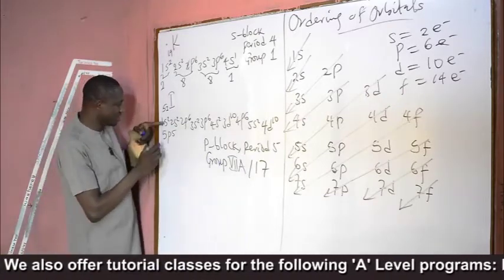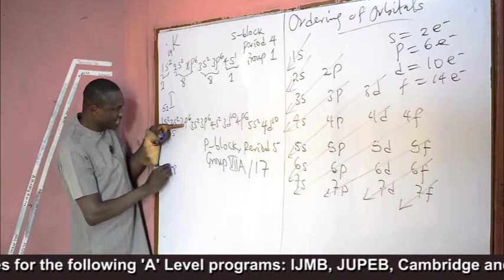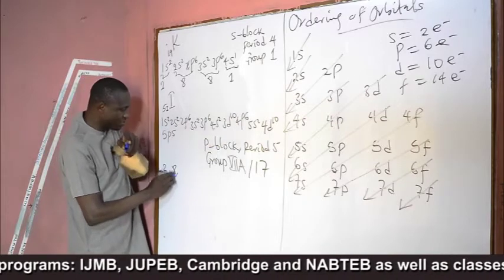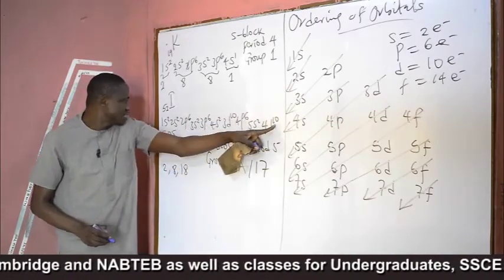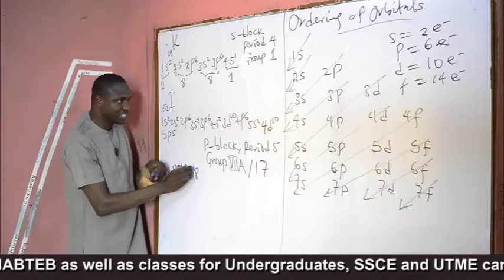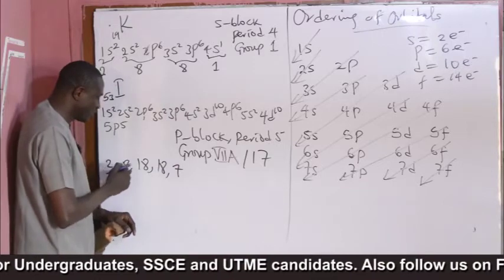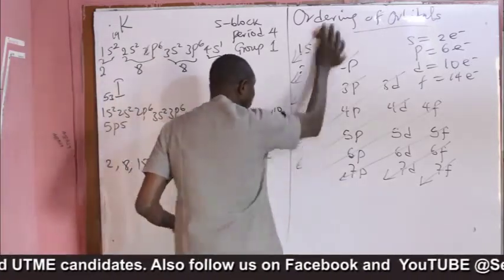What about the shell? 2 for 1s2, then 2s2, 2p6, that is 8, then 3s2, 3p6, 3d10. That will give us 18. 4s2, 4p6, 4d10. That also gives us 18. Then 5s2, 5p5. That gives us 7. So we have 2, 8, 18, 18, 7 as the shell electronic configuration.